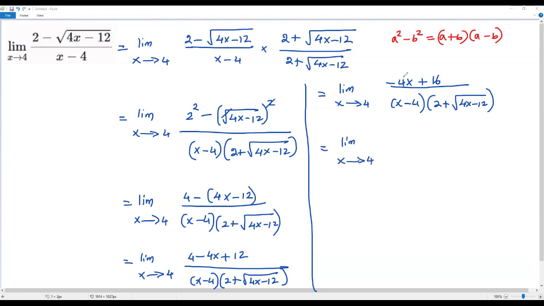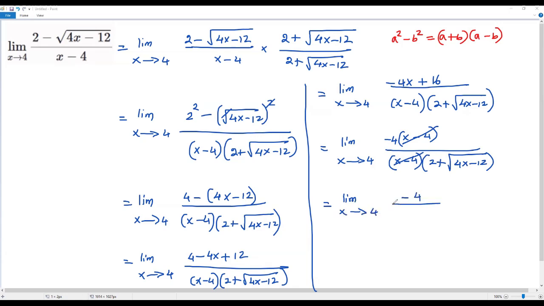Now, 4 is the greatest common divisor of −4x and positive 16, and since the first term, the 4x, is negative, we can factor −4 out. If I factor −4 out, what do I get inside the parentheses? I have to divide the terms by the factored term, −4. Dividing −4x by −4, I get x. Dividing positive 16 by −4, I get −4. So −4(x − 4) over (x − 4) times (2 + √(4x − 12)). The (x − 4) factors will cancel out. I get the limit as x tends to 4 of −4 over (2 + √(4x − 12)).